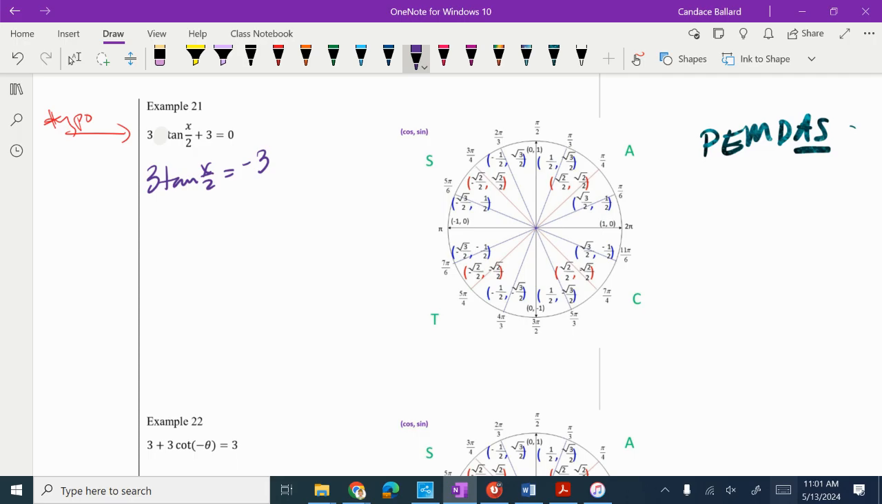What do I need to do now? Divide by 3. So what's -3 divided by 3? -1. Good. Okay, we've done this before. Okay. Tangent and cotangent, I know, are not our favorites. Okay, but we should have enough knowledge about this.